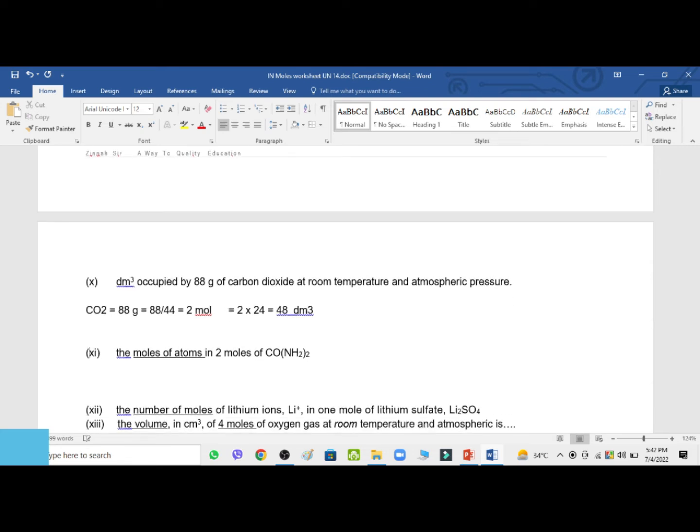The moles of atoms in 2 moles of this. When this is 2 moles, then how many molecules are there?